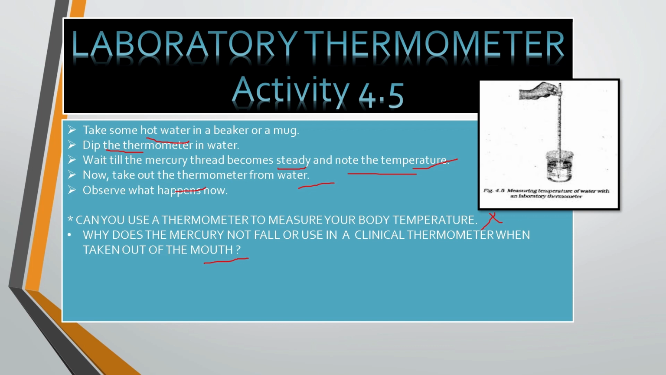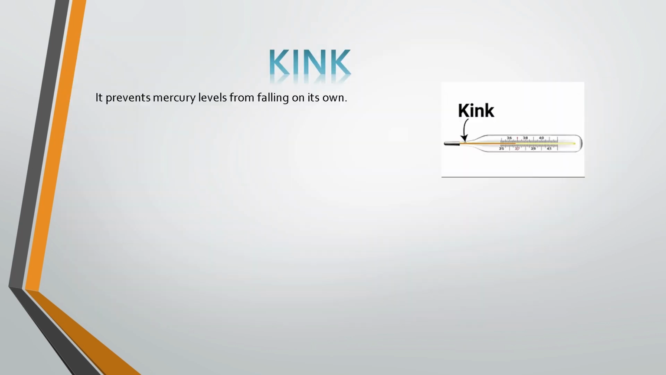Why? Because of a special factor. So let's discuss. It is because of the kink present in the clinical thermometer. This part here, we call it the kink, and it prevents the mercury level from falling down. Understand? It prevents the mercury level from falling down. So in that way our clinical thermometer maintains our body temperature for some time, and we can see what our body temperature is.